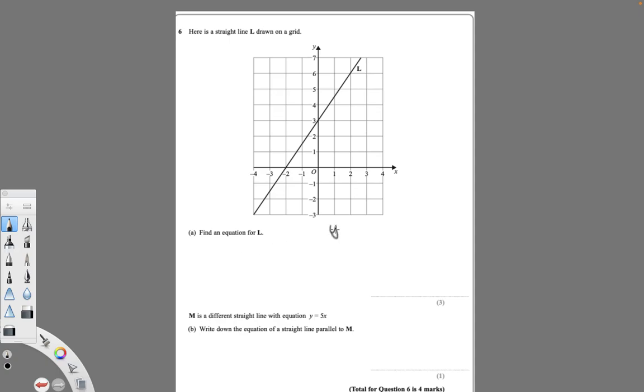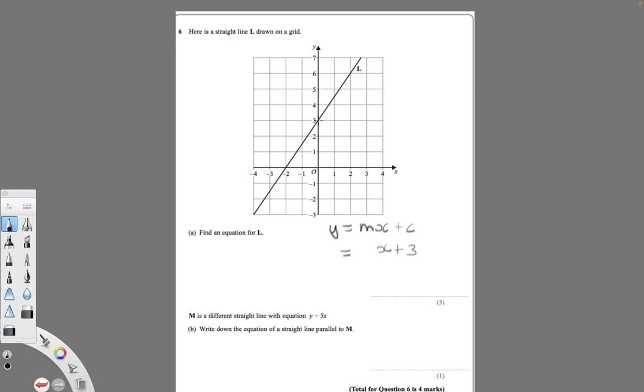Well, remember that our equation is given by this formula, y is equal to mx plus c. M's the gradient, c is the intercept of the y-axis. Well, that's really easy to find because it intercepts the y-axis at positive 3 there. So we've already done that part. Easy. The next part we need to find is the gradient.